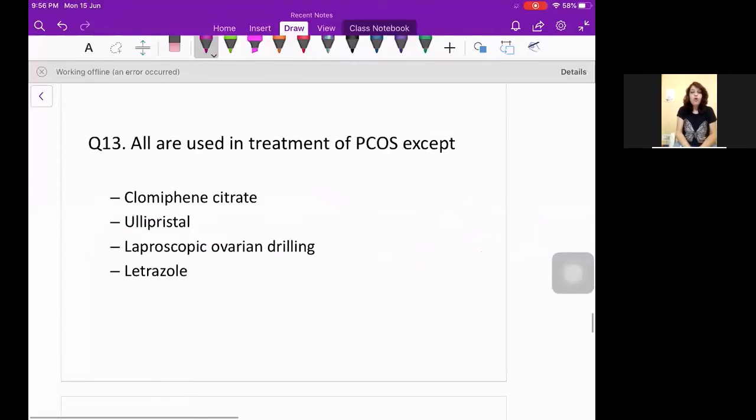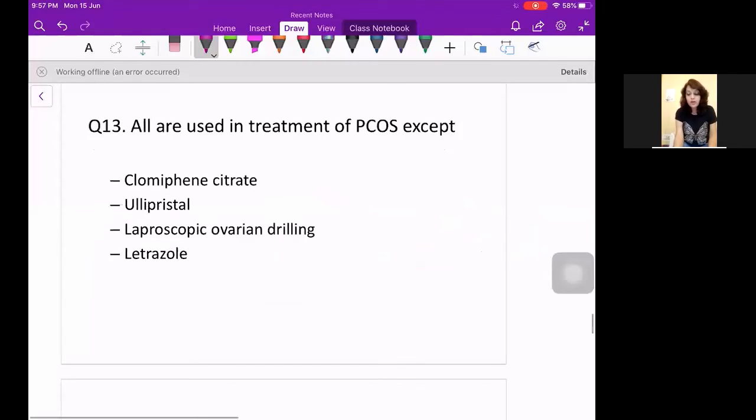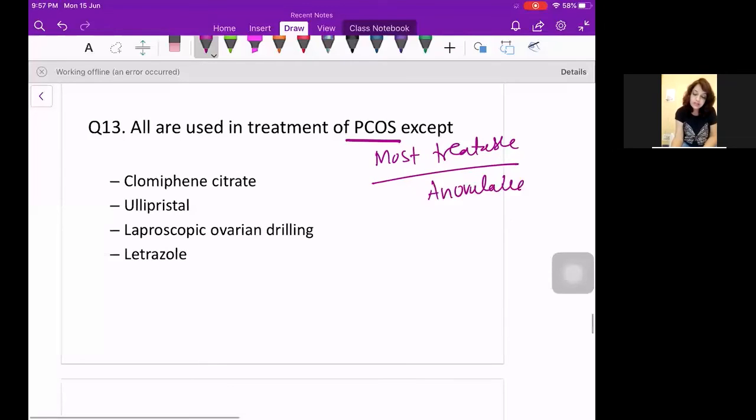Next question. All are used in the treatment of PCOS except polycystic ovarian syndrome. So polycystic ovarian disease is one of the important causes of infertility nowadays, and it is the most treatable or most reversible cause of infertility, because in PCOS there is anovulation. And you have to basically give the drug to treat the anovulation. So in this case, let us see the options one after another.